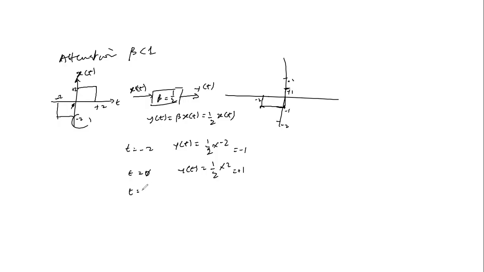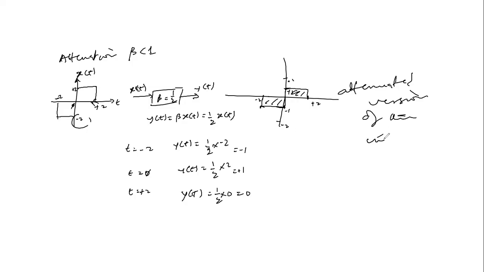And then at t equal to +2, y of t is the same as half times the amplitude value here, which is 0, equal to 0. So it means that at +2, the amplitude value returns to 0. So you can see this is an attenuated version of the input signal.